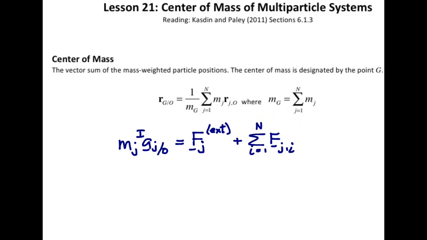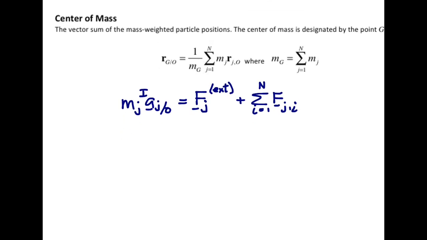Now to relate this to the position of the center of mass, let's take this equation for this individual particle and let's put this in terms of a position. So instead of acceleration, let's call this the second time derivative of our position. And so we'll keep our m_j, but we'll replace our acceleration with d squared dt squared, as observed in the inertial reference frame, of r_j with respect to O, and then the right side is all the same.